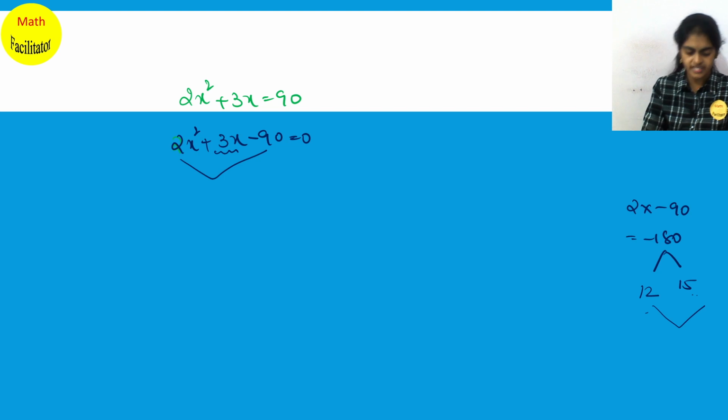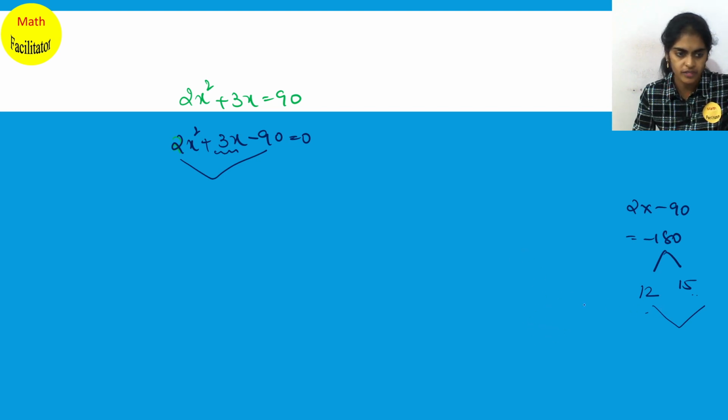So 15 into 6 is giving me 90, isn't it? I'll show you. Just see here. Yes, 15 into 6, so you will get 90 here. But we don't want 90. We want double of 90. So just take double of this number 6. So you'll have 12. Now the 12 and 15 combination will give you 3, which is your middle term, isn't it?